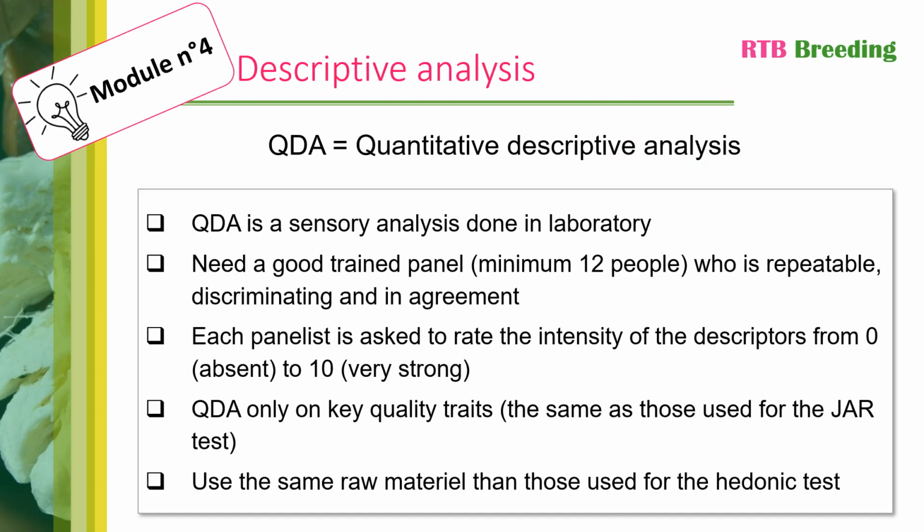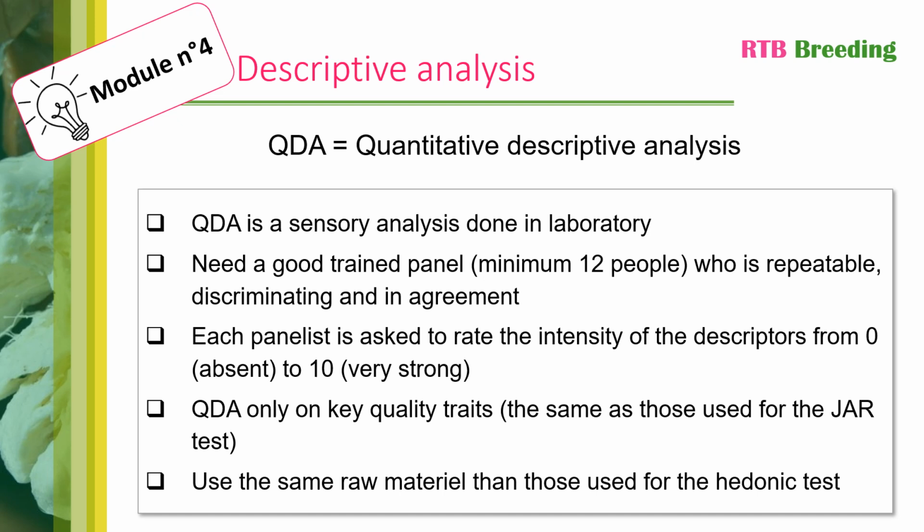We now move on to module number 4, which corresponds to the quantitative descriptive analysis, also known as QDA. Unlike the hedonic test we saw in the previous slides, this is a descriptive test that gives information on product characteristics using the human subject as a measuring instrument. This test provides analytical data on products and is carried out in the laboratory.